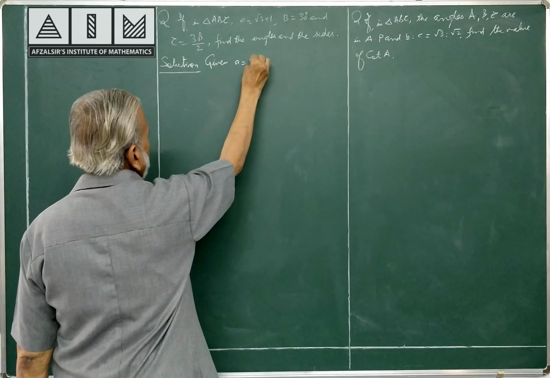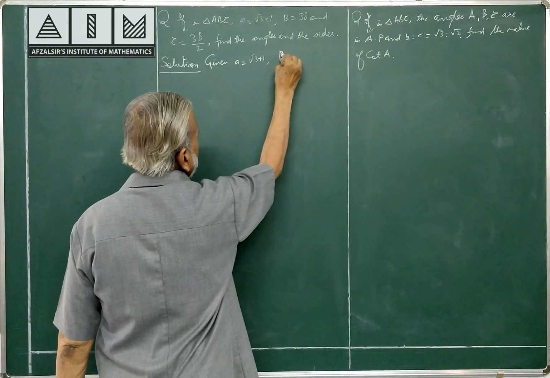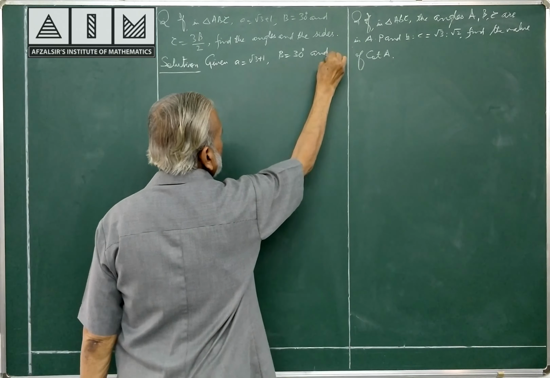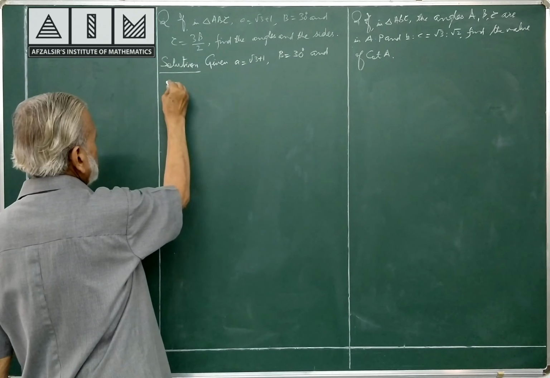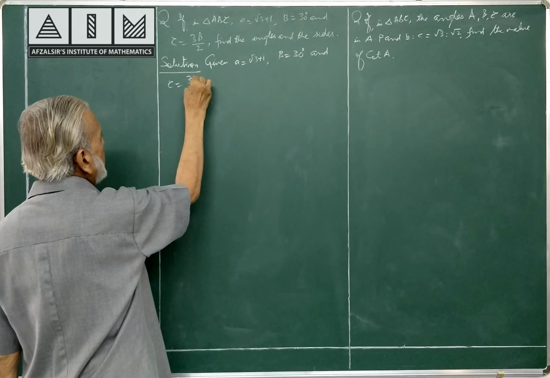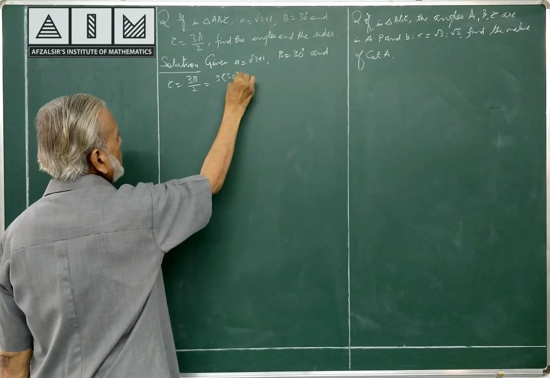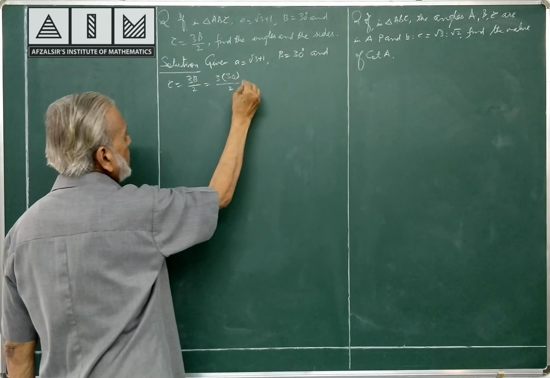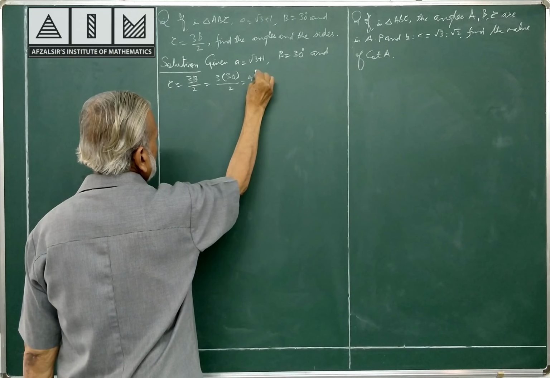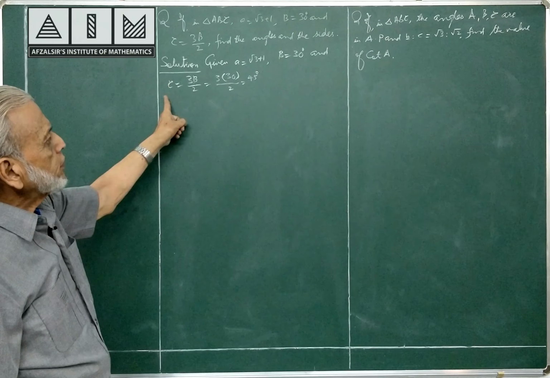Given side a is root 3 plus 1, given angle B is 30 degrees and angle C is 3B by 2. Three into 30 by 2 comes to 45 degrees. So angle B is 30, angle C is 45.